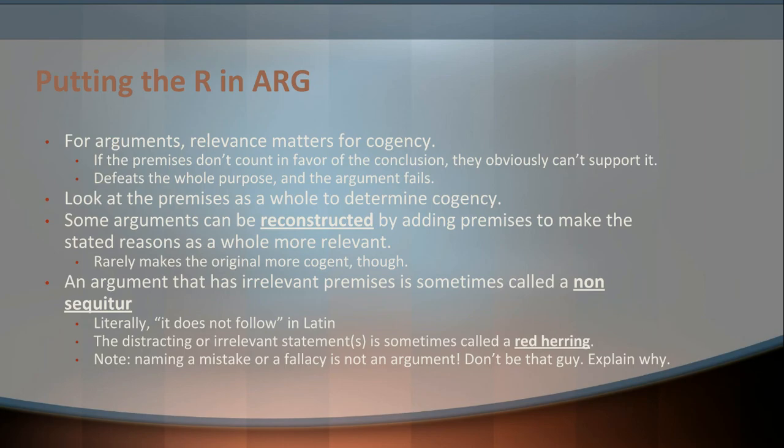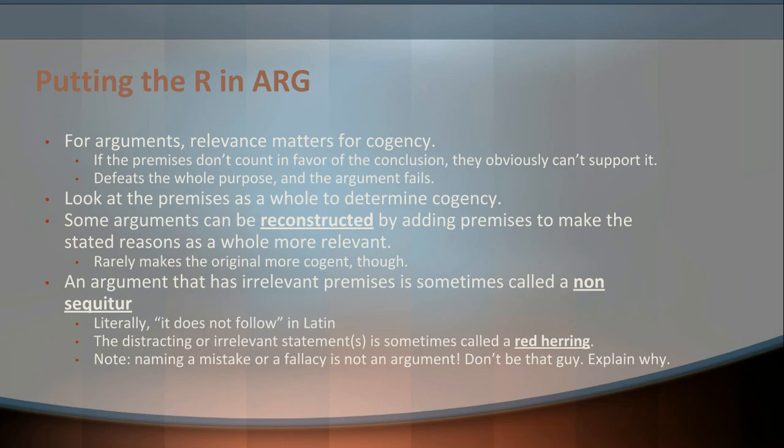It's also worth noting that there are some arguments that can be reconstructed to make them into better arguments. Earlier on in the semester, we talked about standardizing an argument, and we talked about adding hidden or unstated premises and conclusions when we're writing the thing out in standard form or a line-by-line form. We can take this a step further and actually reconstruct the argument by adding premises that are totally absent in the original argument. And by doing so, we can often make the reasons a whole lot more relevant.